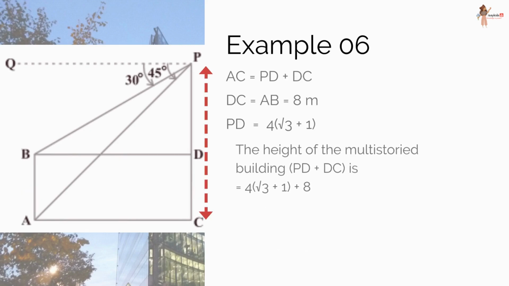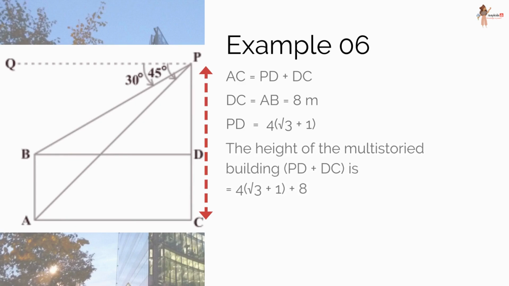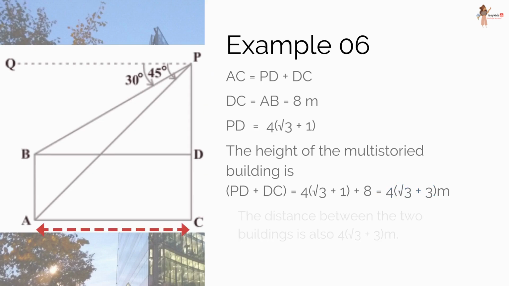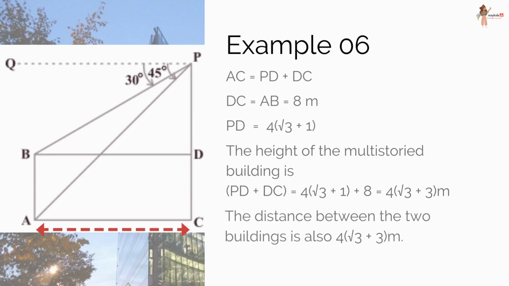So, the height of the multi-storied building is 4 times root 3 plus 1 plus 8, which gives 4 times root 3 plus 3. And the distance between the two buildings is also 4 times root 3 plus 3 meters.